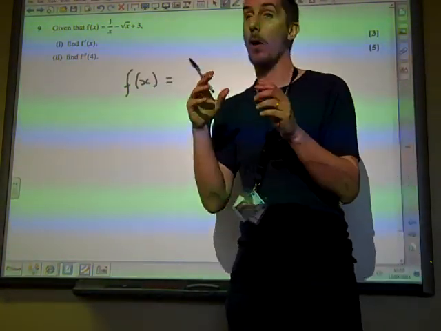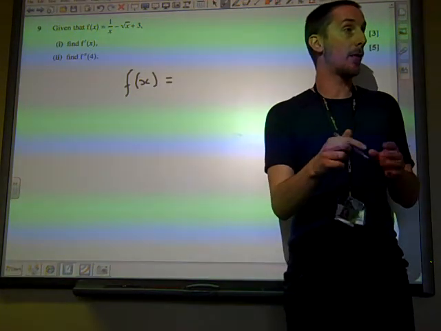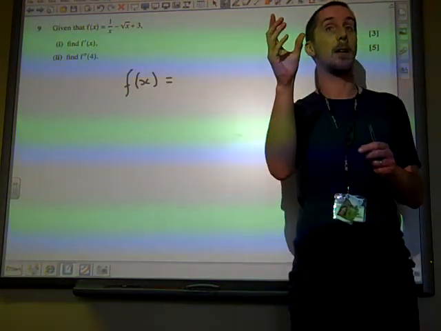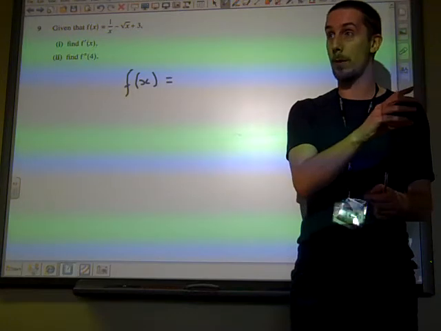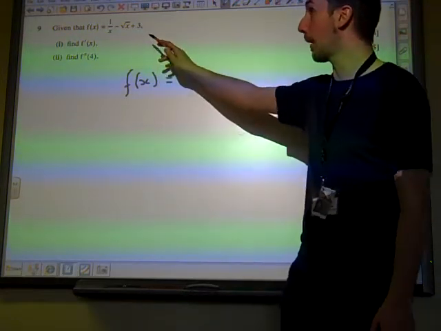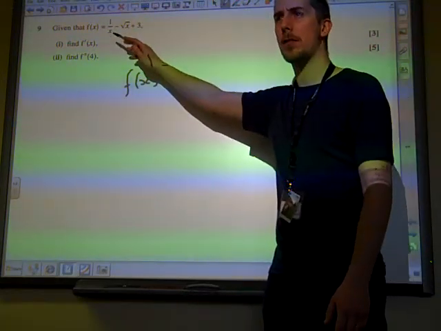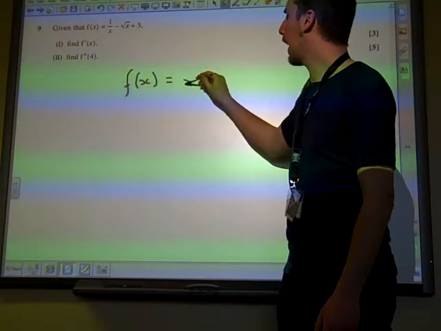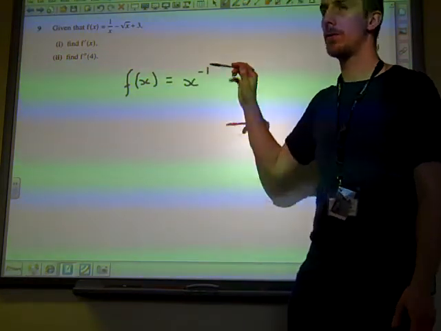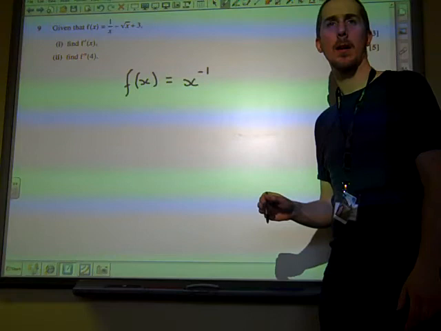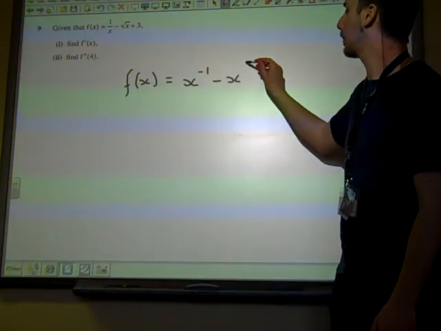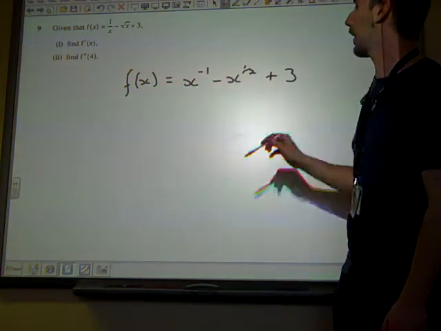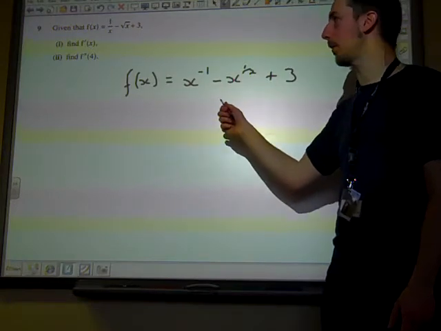Because our rule about differentiating involves knowing what the power is. So we multiply by the old power and take 1 away from the power. So we need to know what the powers are. 1 over x, that's x to the minus 1. Root x, x to the half. Okay, so that's a big help to start with.